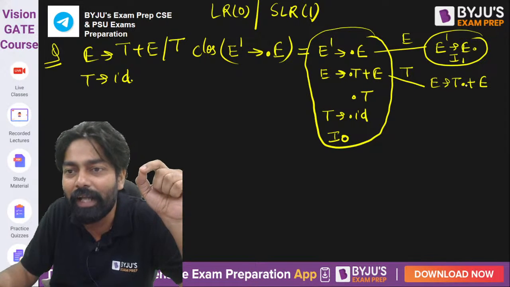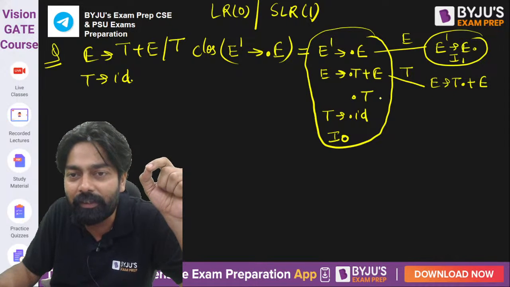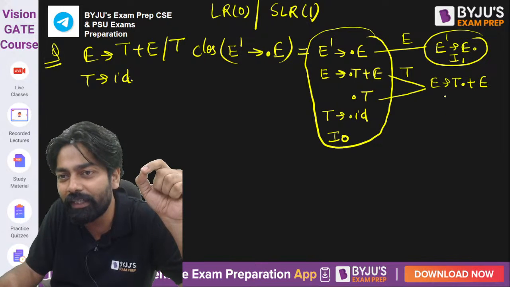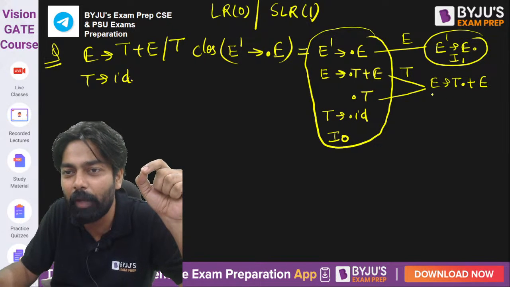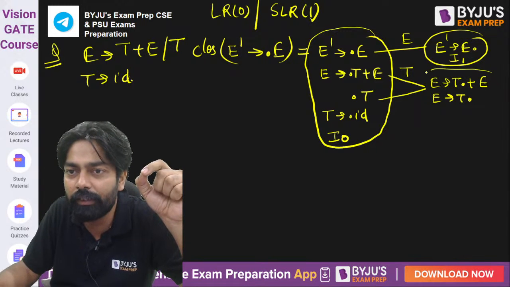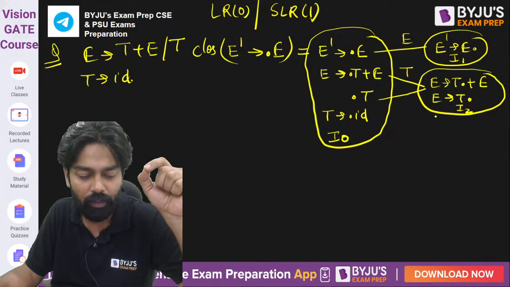See clearly, after the dot what is there? A terminal is there. No problem, no need to add anything. This T also will go here because it is a DFA. You cannot go to two different states. So E goes to T dot. This is nothing but, my dear friend, I2.